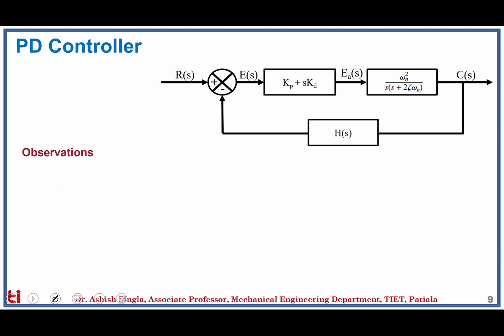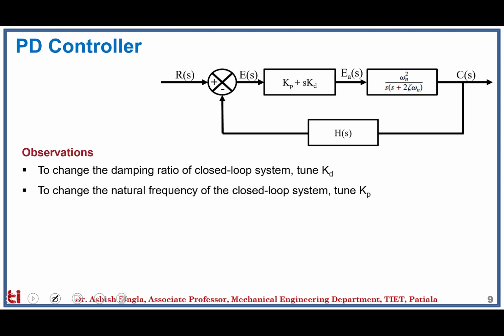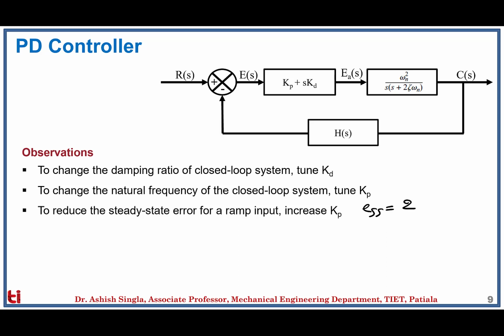Next, the observations which we can notice from the PD controller are, first of all, if we want to change the damping ratio of the closed loop system, we should tune kd. To tune the natural frequency of the system, we should use kp. And finally, to reduce the steady state error for ramp input, we have noted that the steady state error was given as 2 zeta by kp omega n.